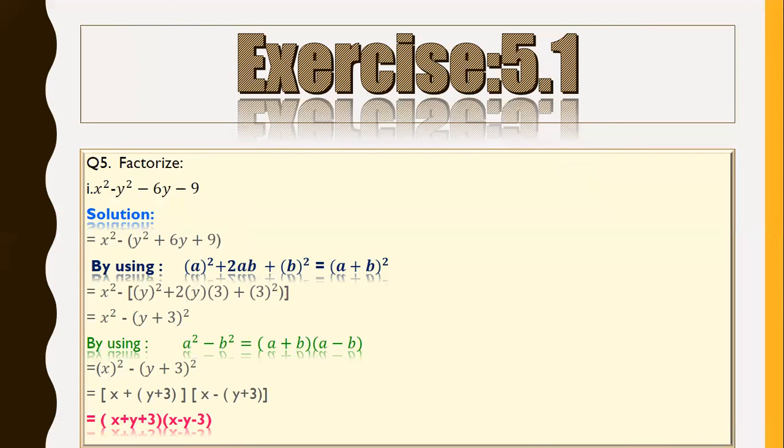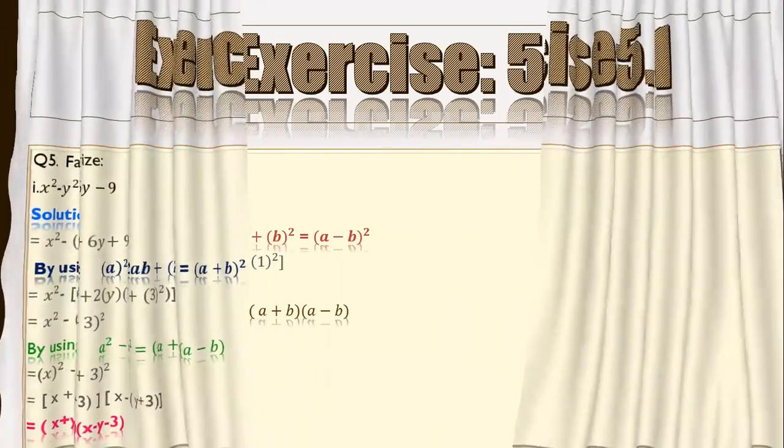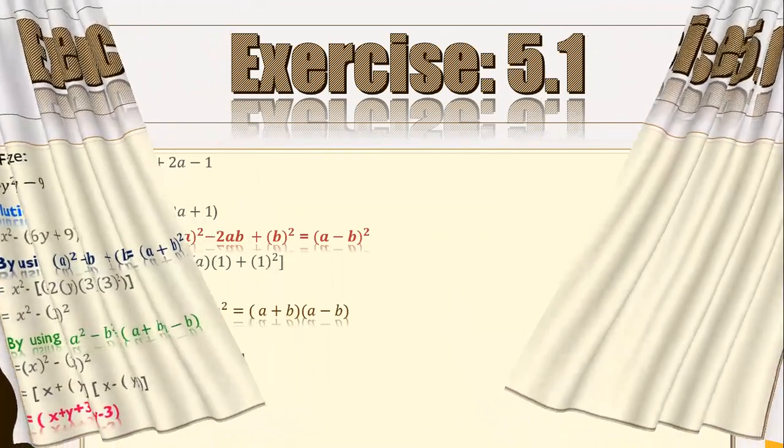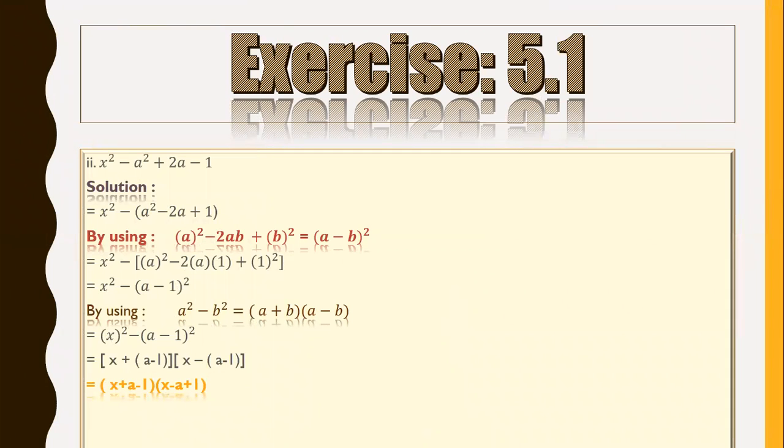The second part of this question is x square minus a square plus 2a minus 1. So definitely there are 2a in the question. It means that the constant term will be the partner of a. Again x square is left alone, and a square plus 2a and 1 they become partners, and they make the formula of a minus 1 whole square. Again a square minus a minus 1 whole square means a square minus b square. Now in our question, b is a minus 1.